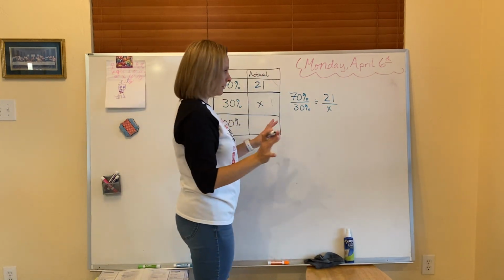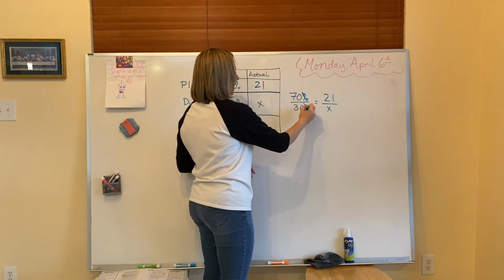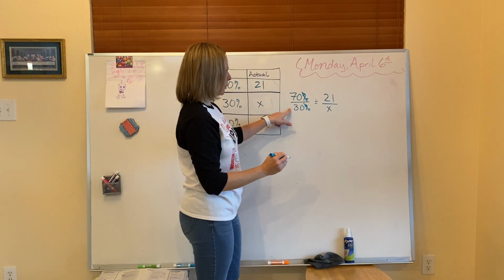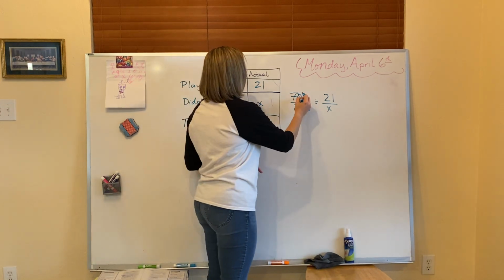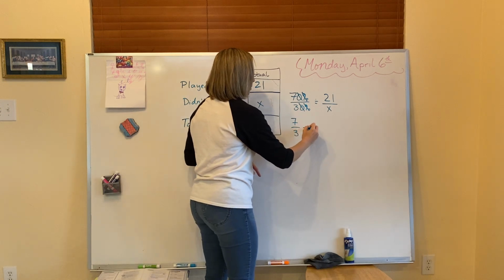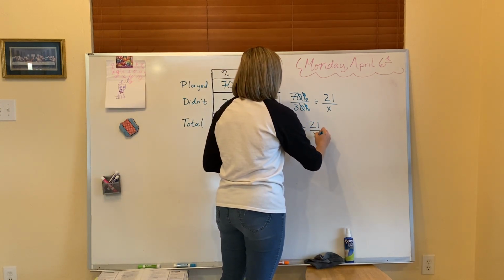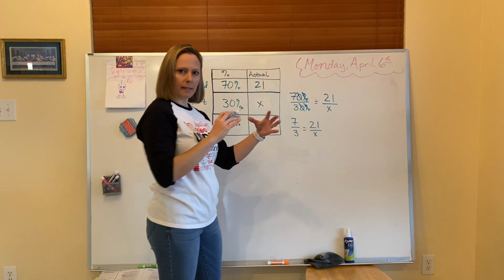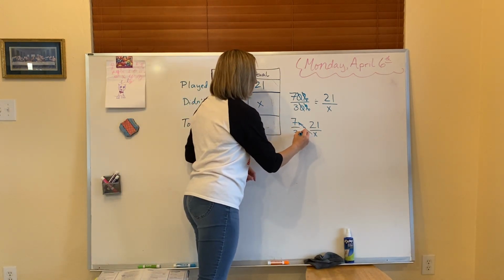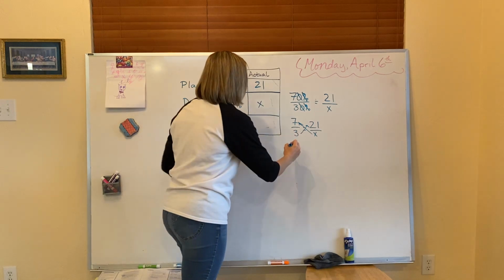Let's reduce everything that we can reduce. We can get rid of our percent signs. We can divide here by 10, right? So we'll have 7/3 is equal to 21 over X. Let's go ahead and set up our equation. Let's cross multiply. So we have 7X.